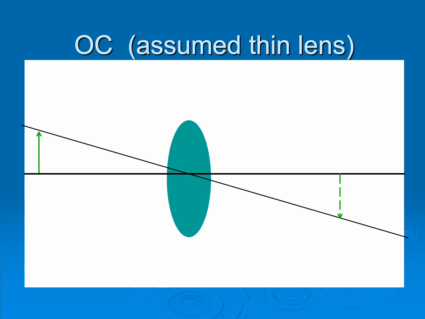Let's talk about optical center. So here we see a central ray drawn through the optical center, and again, it's assumed a thin lens. This is the simplified version, but like everything else, nothing is really that simple.